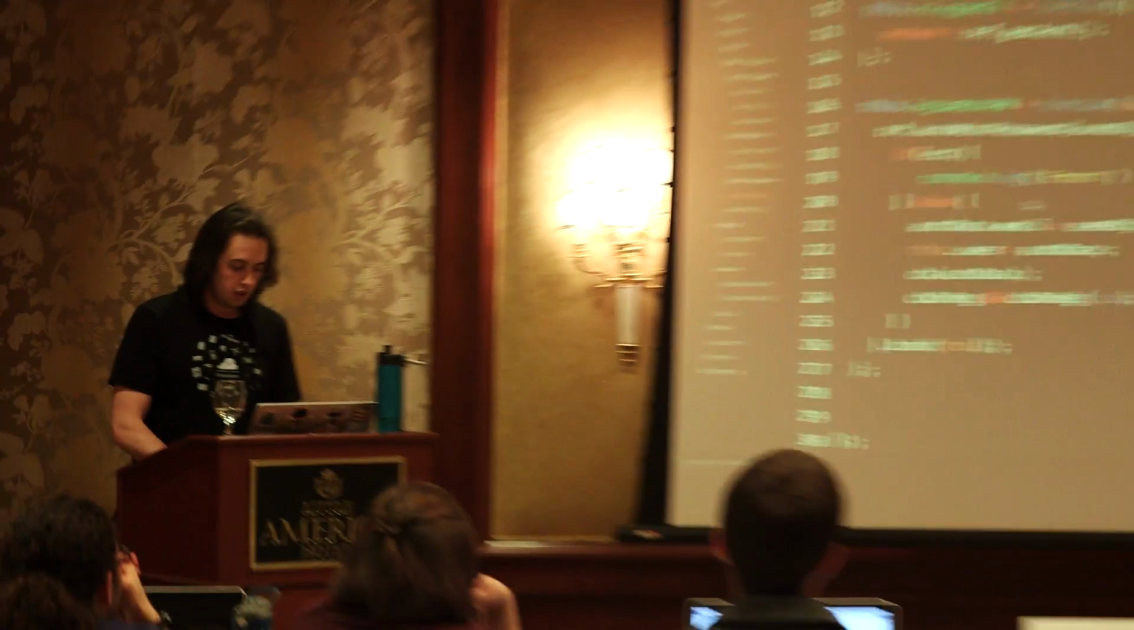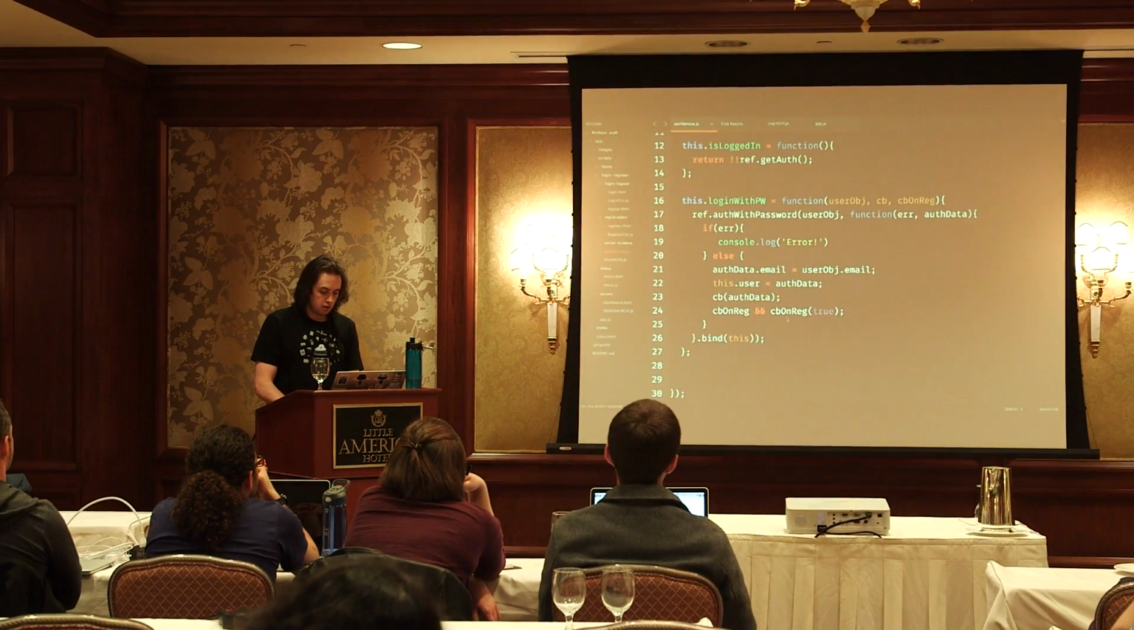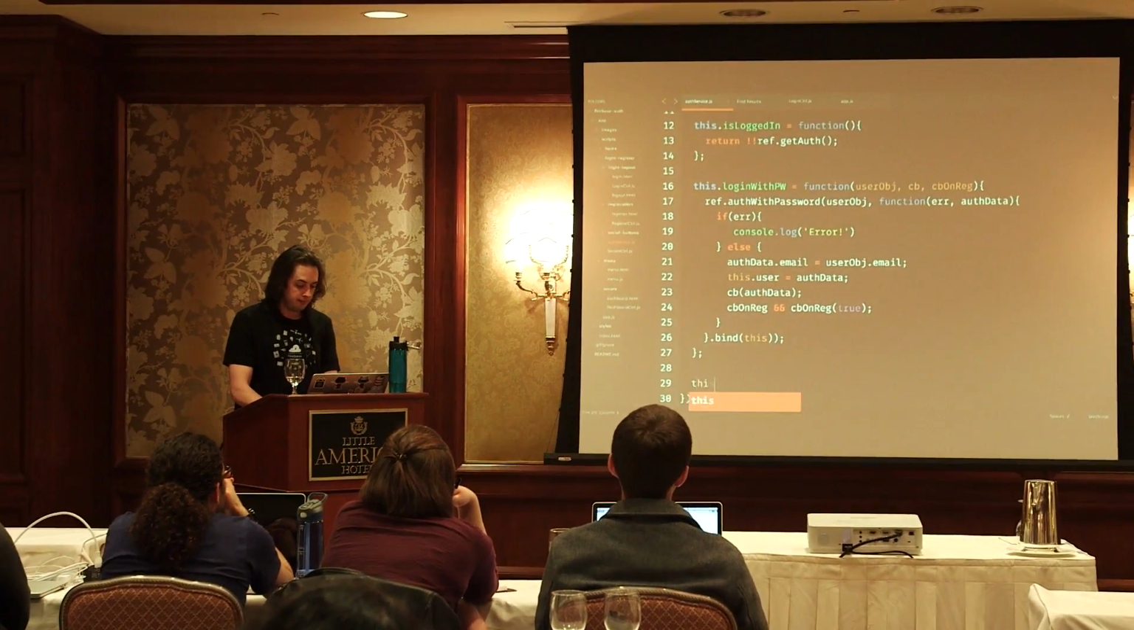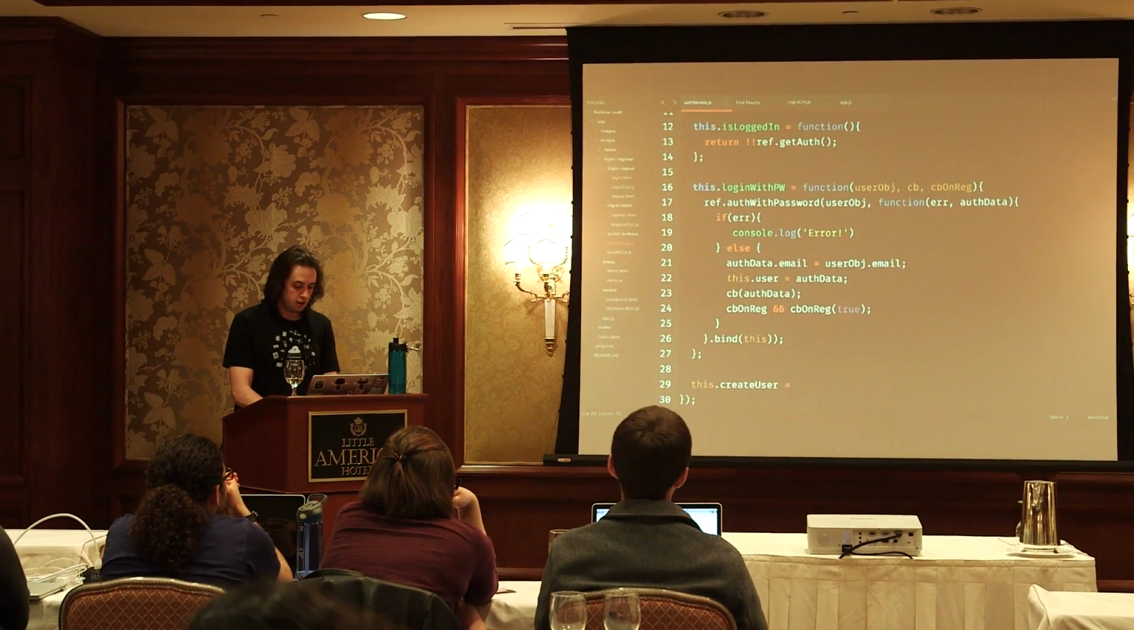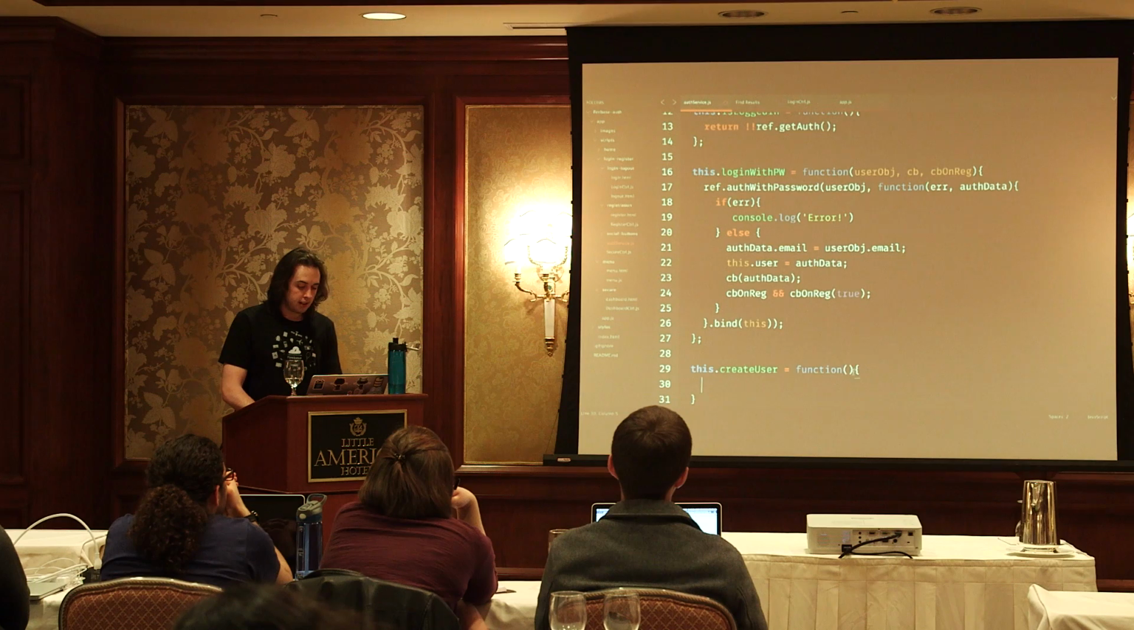Step 3, some more stuff. Now we need to create a create user method. Essentially, now, whenever anyone goes to register, the functionality that we're going to create right now is what's going to be invoked. Very first thing, create user method. We're going to pass it a user and a callback.